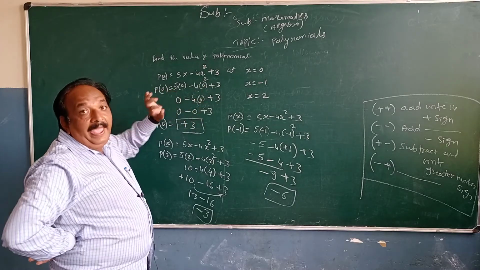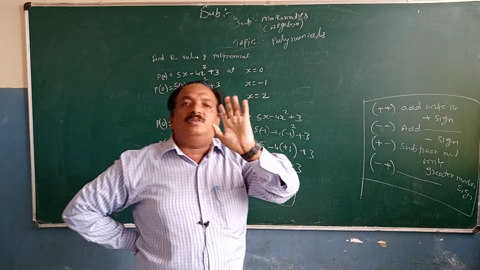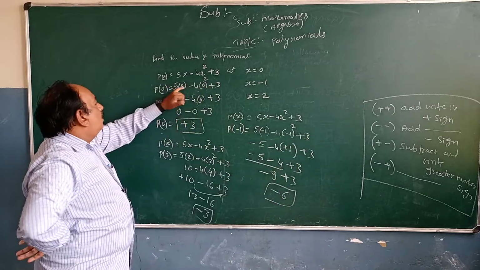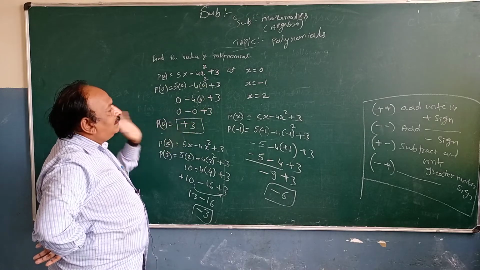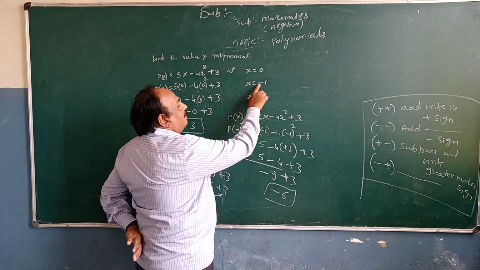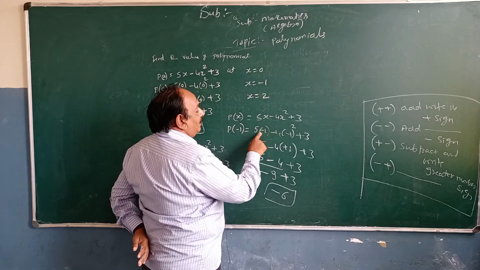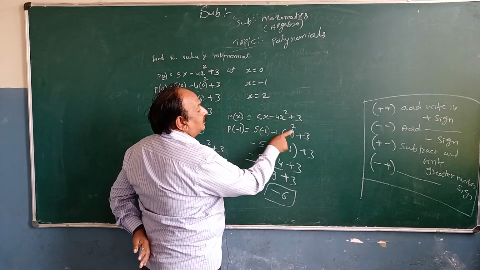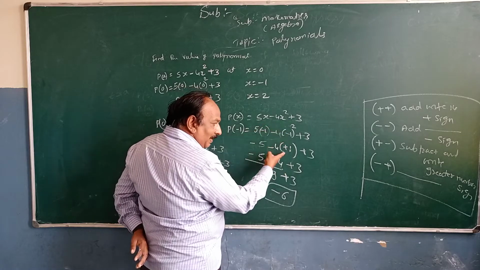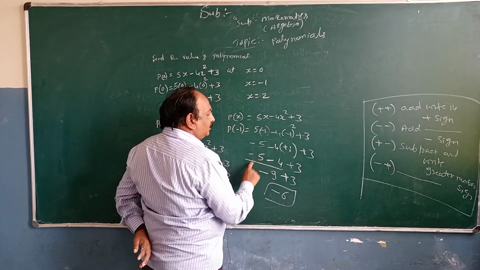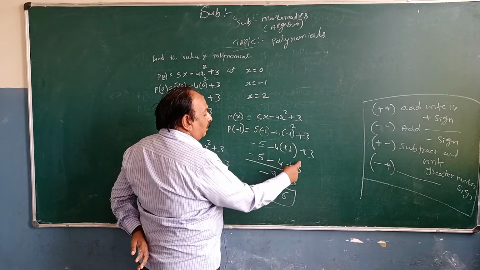I told you once again, any number multiplied by 0, the product is 0. So 5 into 0, 4 into 0, plus 3, 0 plus 3, that is plus 3. Again, P of minus 1: 5 ones are 5, minus 5, minus 1 square. Here is an even power, the value becomes plus. Here is an odd power, the value becomes minus. 5 minus 5 plus 6 minus 4 plus 3.